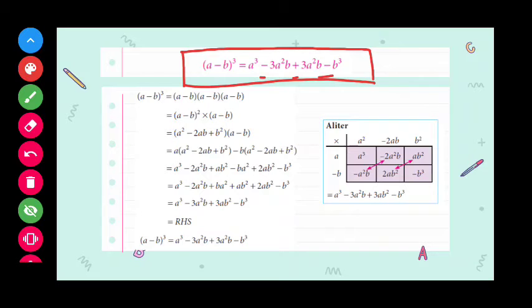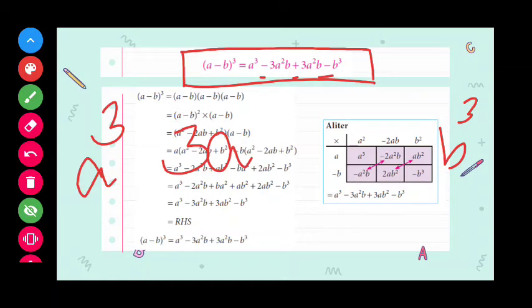As usual, the first thing is you will be writing a cube and b cube at the ends. Then as I said earlier you will be writing 3a square b and 3ab square. What you will be putting is alternating signs. So here it is plus, so here it should be minus. Sorry, it should be minus. If it is minus here, the next thing should be plus. If it is plus here, the next thing should be negative.